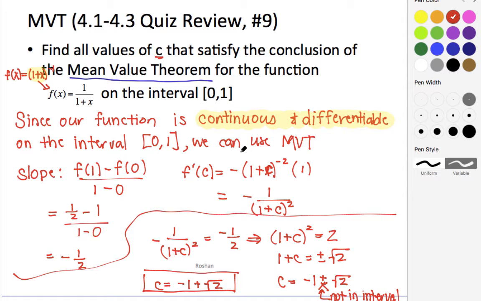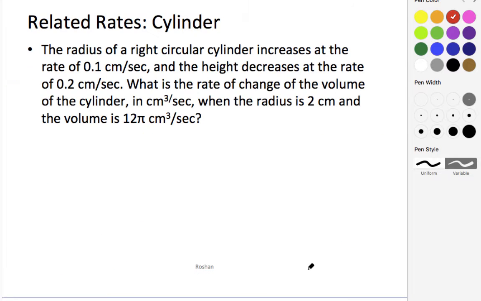Okay, so pay close attention to that question and exactly how I solved it here and what I explained here. If you didn't get that the first time, go back and watch. Hint, hint. So now let's do a related rates question with a cylinder.